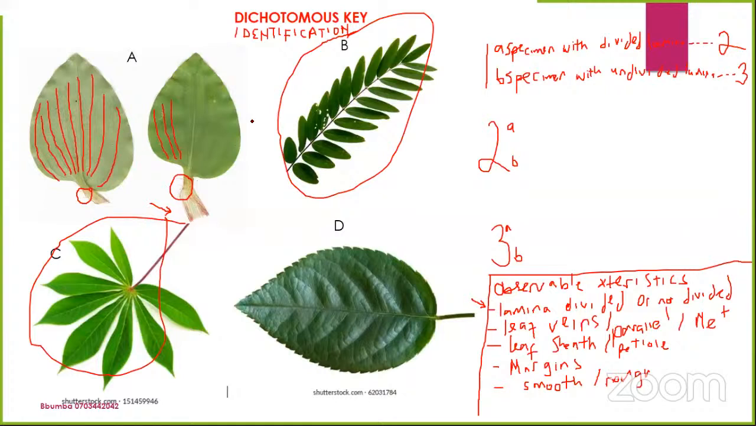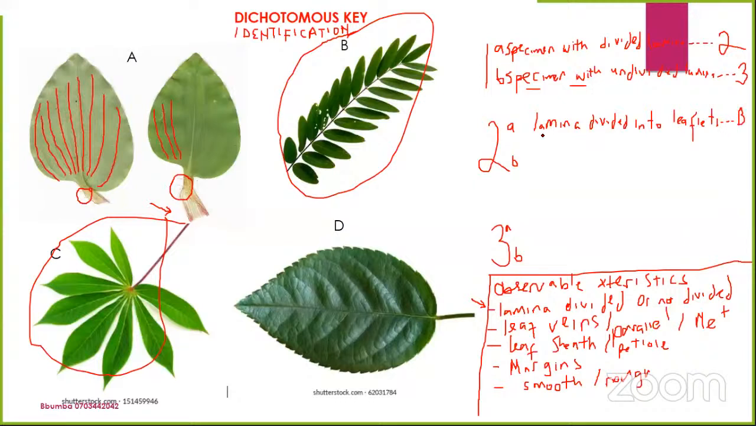And then we can say specimen with lamina divided. Because of the space here, I'm not going to rewrite the word specimen. So I can write with lamina divided into leaflets. I put my dots, it is B. You just put the letter, you don't need to put A.